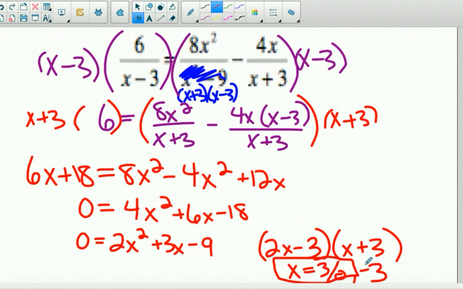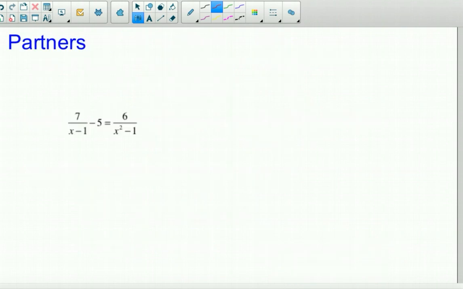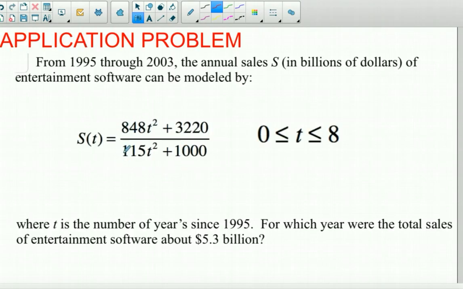This is an extraneous answer, which is why we really look to make sure we don't get 0 in the denominator. That's it. I think I had one partner practice on here. You don't have to worry about it too much. You can do it if you want. There was also an application problem on software. It doesn't really involve too much of what we did. It would just be more of a graphing calculator: one side is equal to 5.3, the other side's this, and find the intersection. So that's it. Go get them.